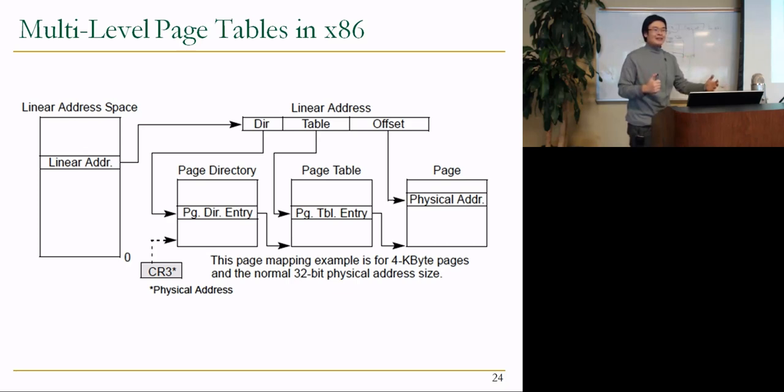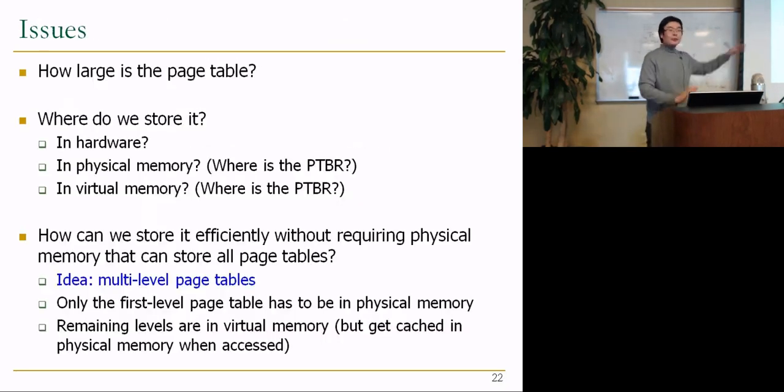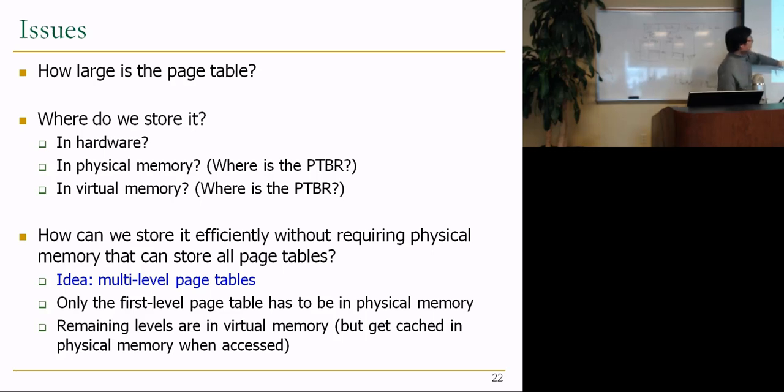But that's located somewhere. So that depends on where you would like to put this information. It's possible to put this table in the physical address, and it's also possible to put them in the virtual address. It depends on how you would like to manage this, and there are trade-offs. So you can put the remaining levels in virtual memory, because the first-level page table, the one that you actually have to access in physical memory, has to be in physical memory. The rest can be in virtual memory.